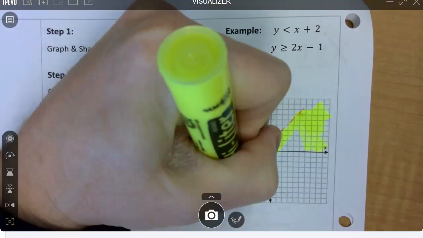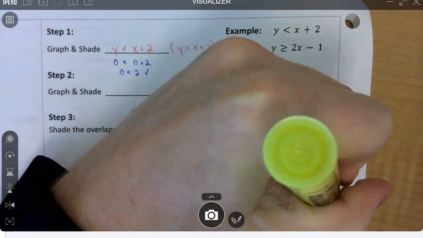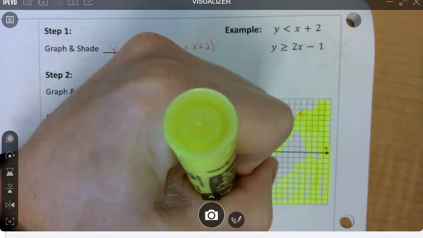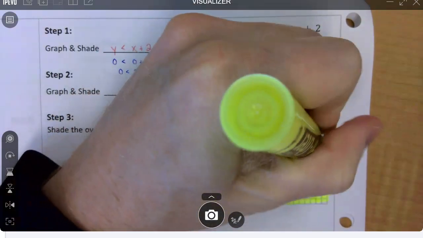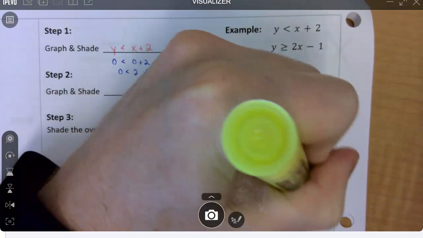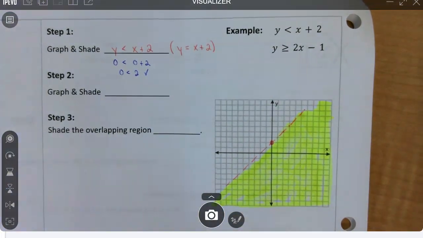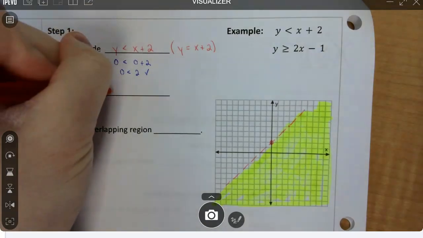It's going to be everything below the line. So I'm going to go ahead and shade all of it. It's kind of a lot on this one, so that's okay. So there's that shading. Now I'm going to do my second equation, or second inequality.